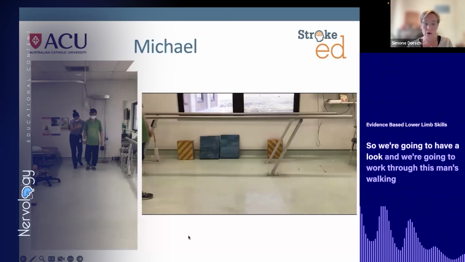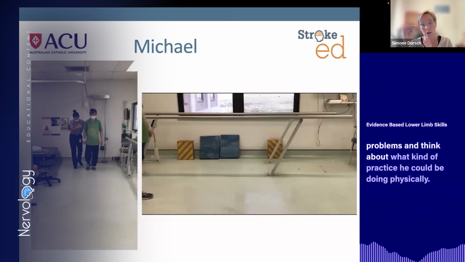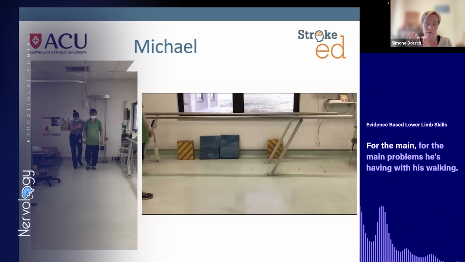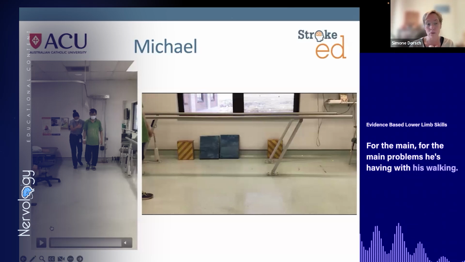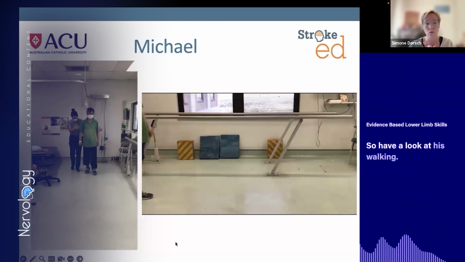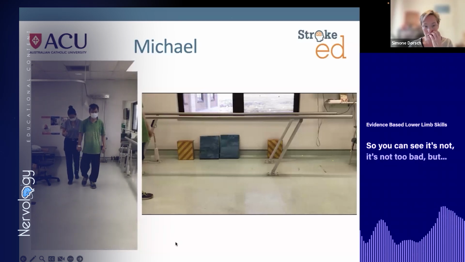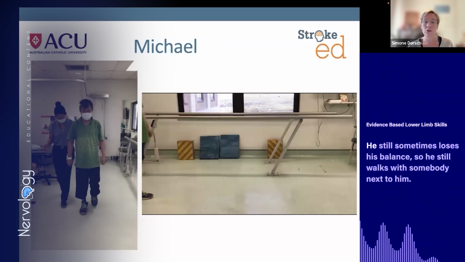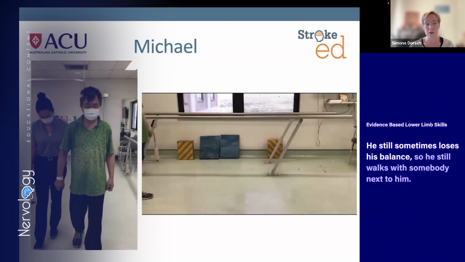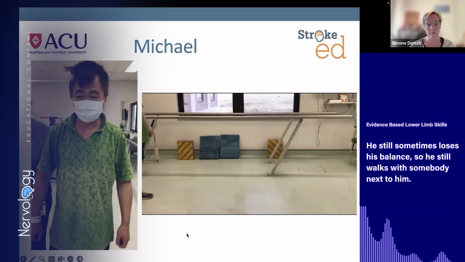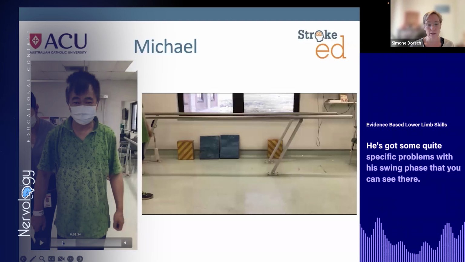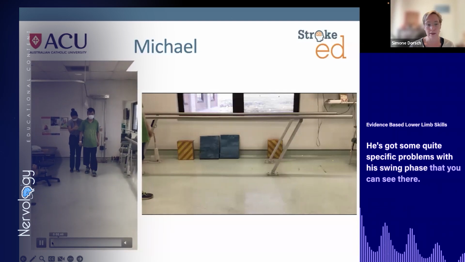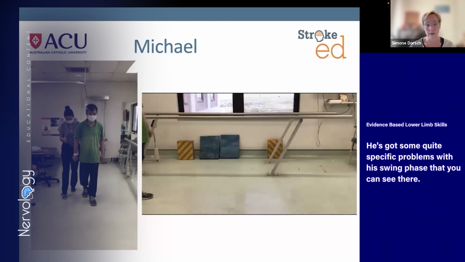So we're going to have a look, and we're going to work through this man's walking problems and think about what kind of practice he could be doing for the main problems he's having with his walking. So have a look at his walking. You can see it's not too bad, but he still sometimes loses his balance. So he still walks with somebody next to him. He's got some quite specific problems with his swing phase that you can see there.